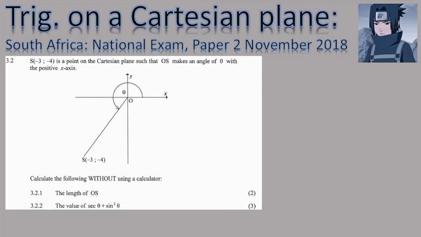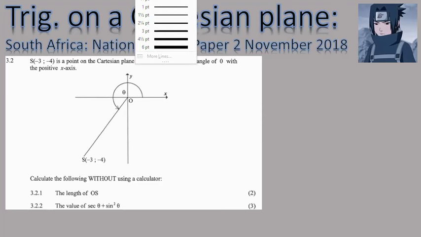Here I have a trig in Cartesian plane and I'm solving a question paper from November 2018. This was a national exam and obviously it's our country, right? South Africa. So now here we have question 3.2.1. Let's get straight to the juicy part, right?